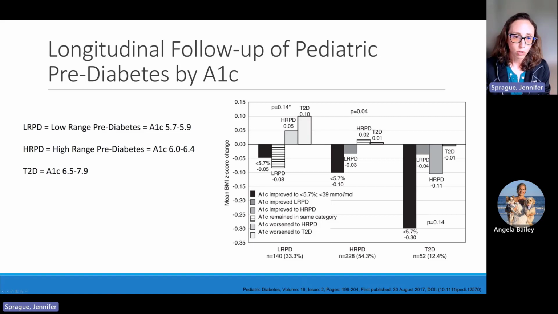The final outcome: about 4% of the low risk prediabetes progressed to diabetes, and 8% progressed in the high risk prediabetes. So it gave an annualized incidence of 2.5% new diagnosis of type 2 diabetes in the low risk prediabetes and 5% in the high risk prediabetes. So it's a relatively small annual incidence overall, and if you're in that higher range prediabetes A1C, your risk of progressing is higher, but that risk is lower if the weight goes down.